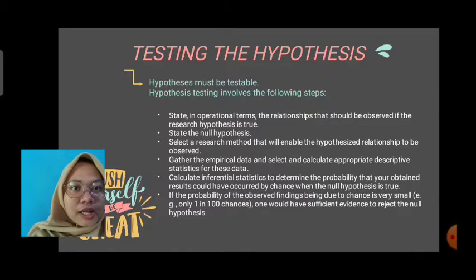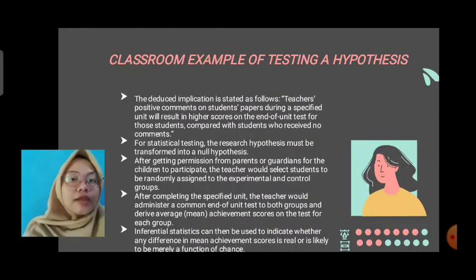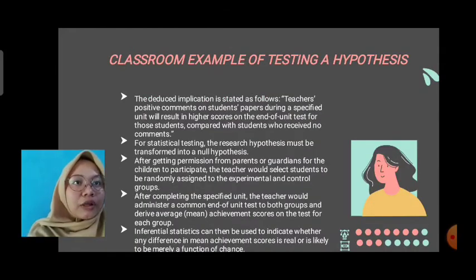5. Calculate inferential statistics to determine the probability that your obtained result could have occurred by chance when the null hypothesis is true. And then, if the probability of the observed finding being due to chance is very small. Classroom example of testing a hypothesis.